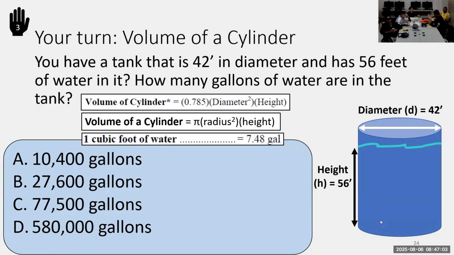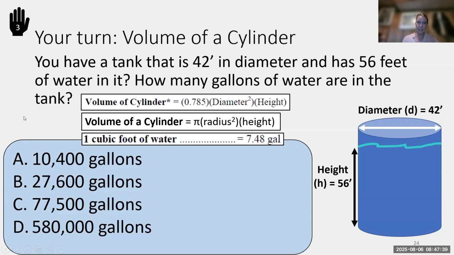So I'm gonna let you all have a crack at this too. Let's look at the volume of a cylinder. In this example, we've got a tank that is 42 feet in diameter and has 56 feet of water in it. How many gallons of water are in the tank? We've got these calculations to work with, volume of a cylinder, working with either the radius or the diameter as your calculation input. And then we know that a cubic foot of water is equal to 7.48 gallons.